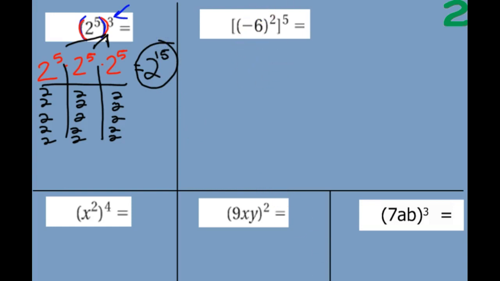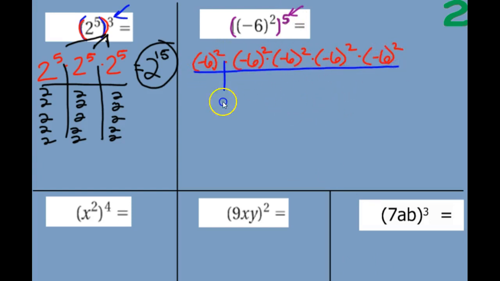Alright, this next one, always look at your outside exponent first. These are brackets or parentheses. We write whatever's inside there 5 times. So I'm going to write -6 squared 5 times. -6 squared, -6 squared, -6 squared, -6 squared. I wrote that 5 times. 1, 2, 3, 4, 5.